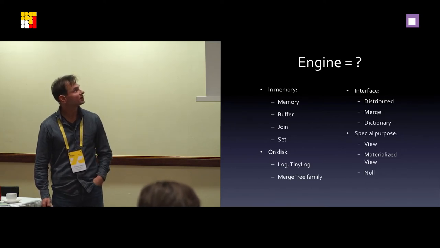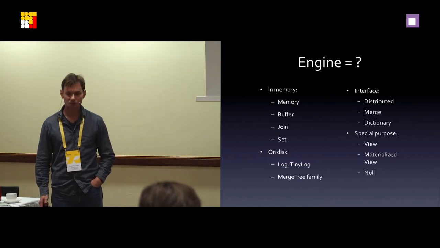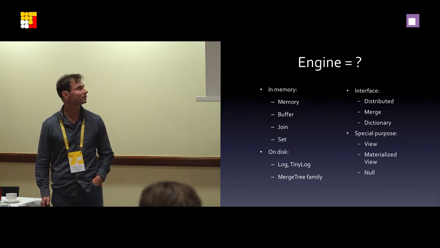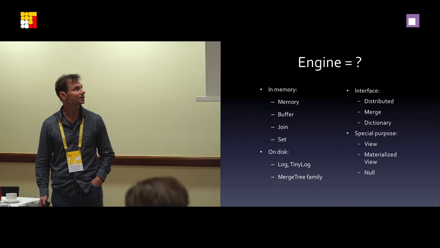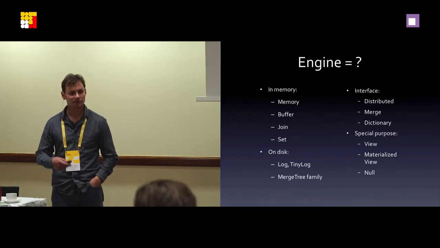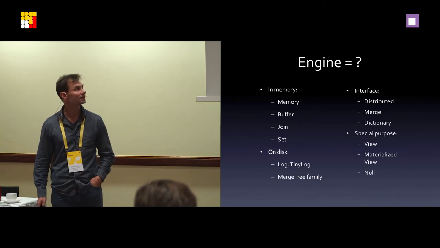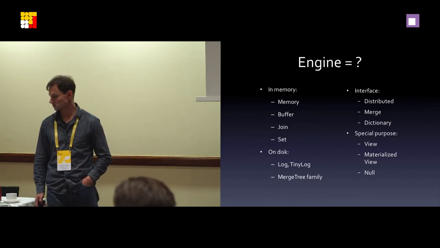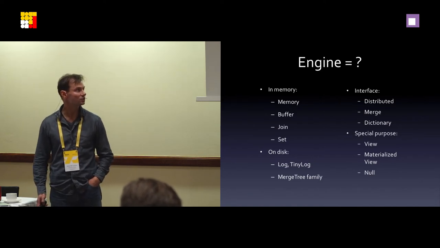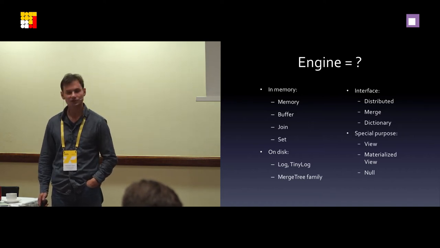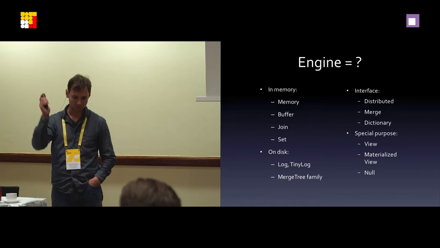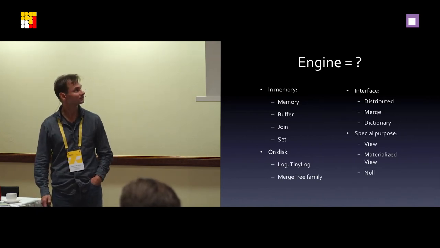So there are several in-memory engines: memory, buffer, join, and set. Memory is often used for temporary tables. It's very convenient for that. There are a few on-disk engines. The merge tree family is the most important. There are a few interface engines, which do not represent tables, but represent the interface to other tables. Distributed, merge, and dictionary are examples of these engines. And there are special purpose engines, which are used to create additional database objects, like view, materialized view. There is even engine null. You can push any data to that, and it will just disappear, with side effects, probably.